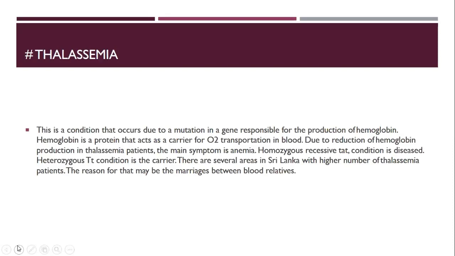This is a condition that occurs due to gene mutation in a gene responsible for the production of hemoglobin. Hemoglobin is a protein that acts as a carrier for O2 transportation in blood. Due to the reduction of hemoglobin production in thalassemia patients, the main symptom is anemia. Homozygous recessive tt condition is the disease. Heterozygous Tt condition is the carrier. There are several areas in Sri Lanka with a high number of thalassemia patients. The reason for that may also be marriages between blood relatives or very close blood relatives.